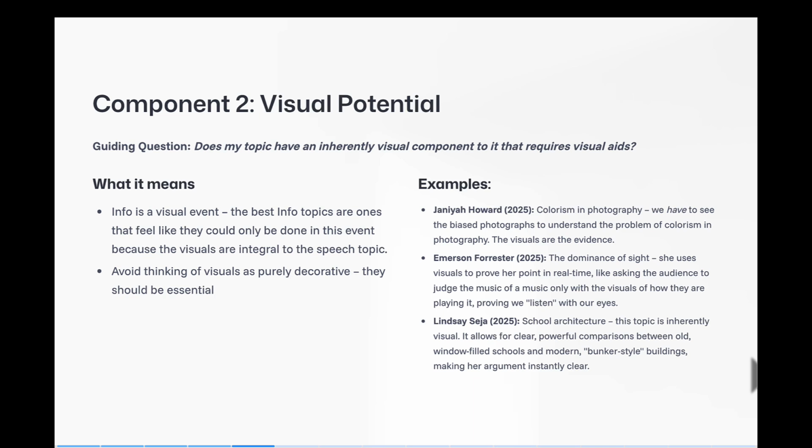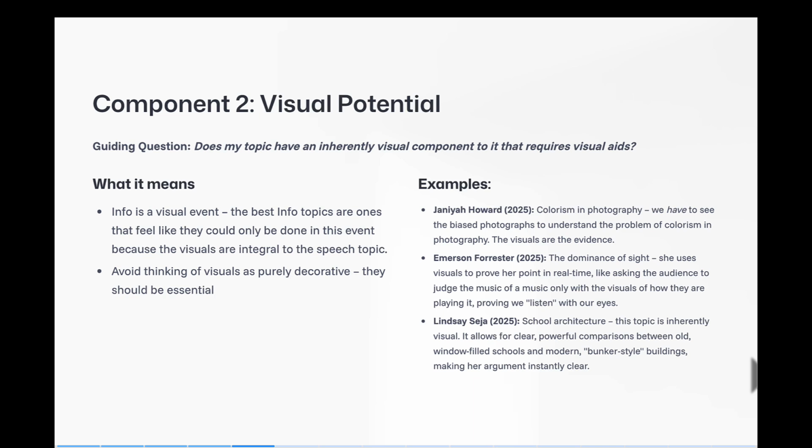Info is the only event in all of speech and debate where you get visual aids. And so really clever speakers incorporate visual aids and make them central to their topic. Info, at the end of the day, it's visual. The best info topics should feel like they could only be done in the event because the visuals are integral to the speech topic itself. Look at some examples on the right here.